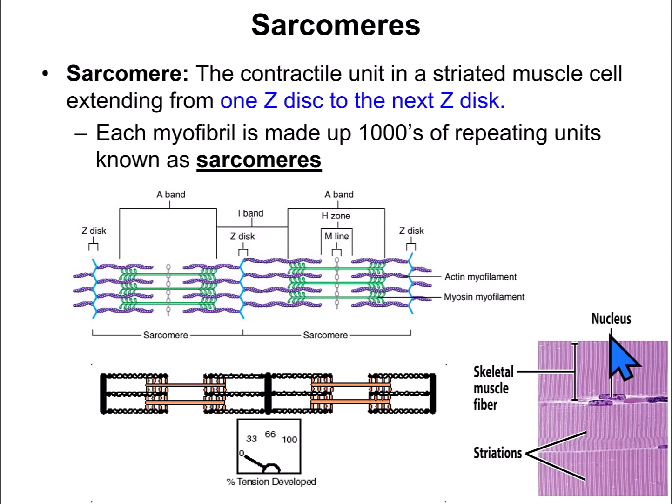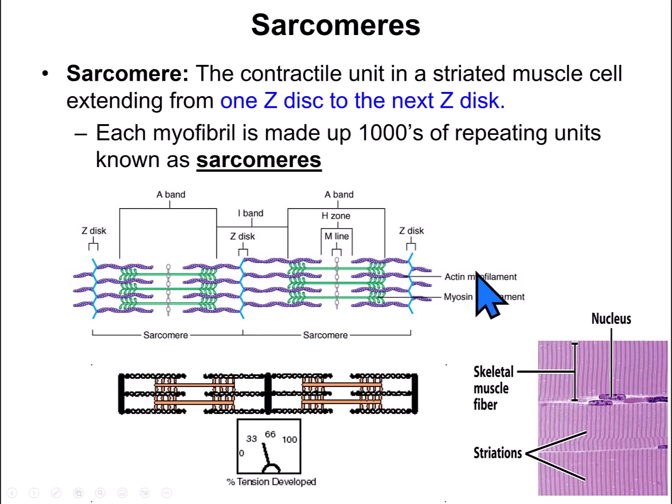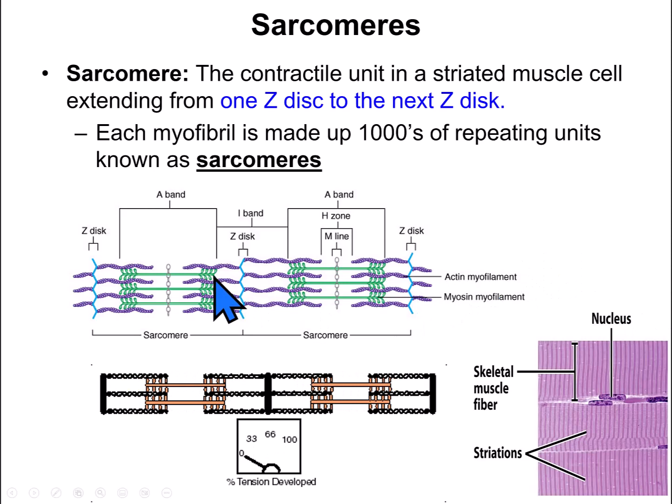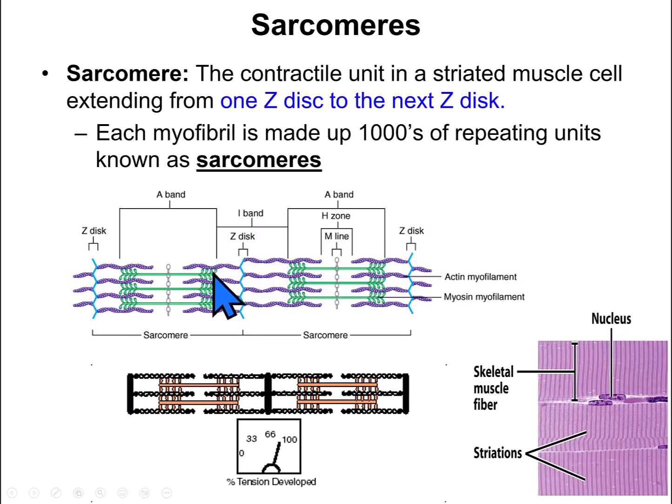A sarcomere extends from one Z disc to the next Z disc. And each myofibril is made of thousands and thousands of repeating units known as sarcomeres. And these sarcomeres go all the way down from one end of the cell to the other end of the cell.